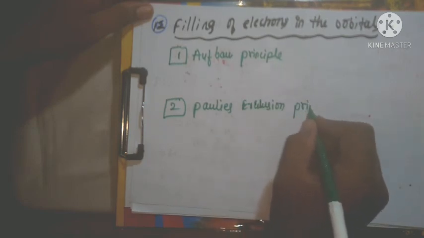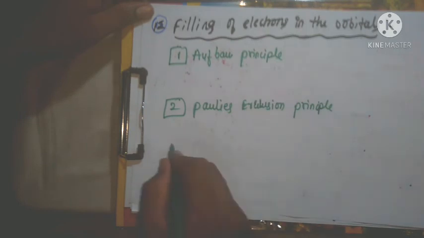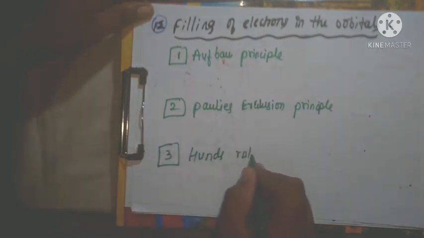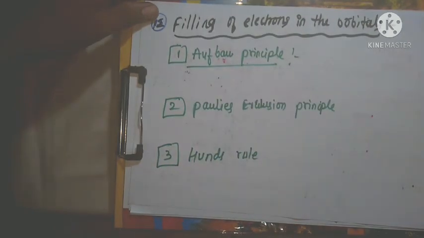Exclusion principle. And the last one is Hund's rule. Now, Aufbau principle, what does it say?